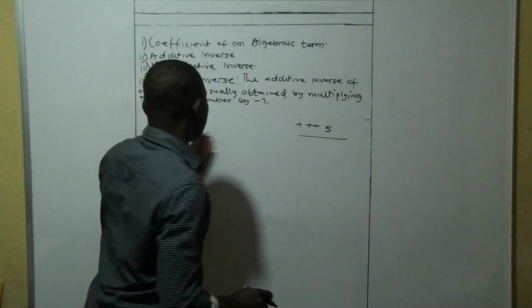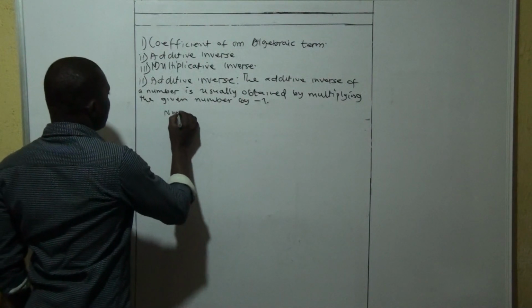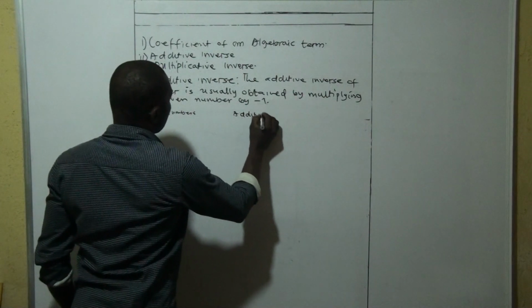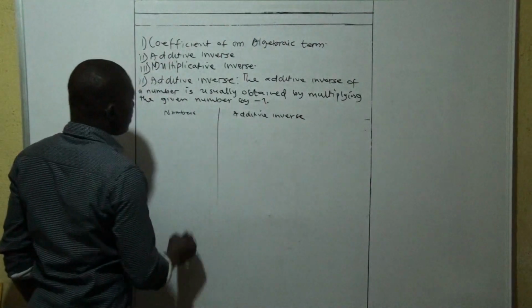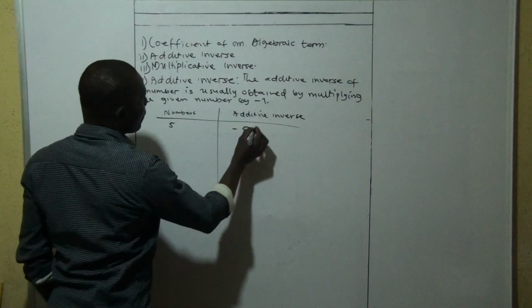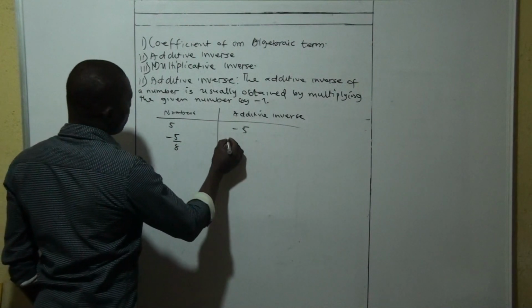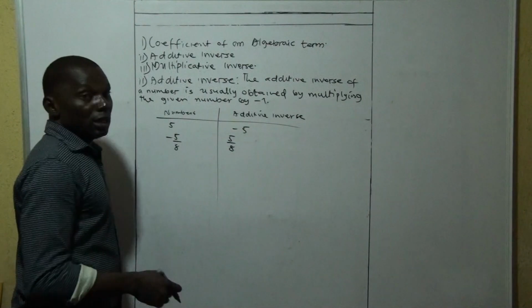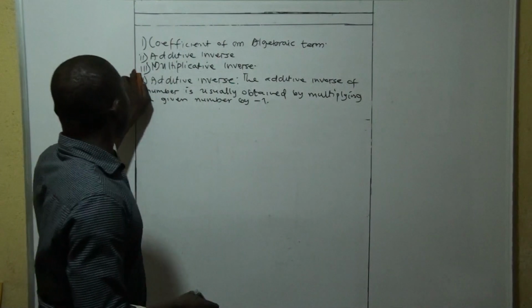So it's very simple. If we have a number, and the additive inverse, say we have 5, the additive inverse will be minus 5. If we have minus 5 over 8, the additive inverse will be what? 5 over 8. So by the time you add them together, they will give you 0. That is the simple explanation of additive inverse.